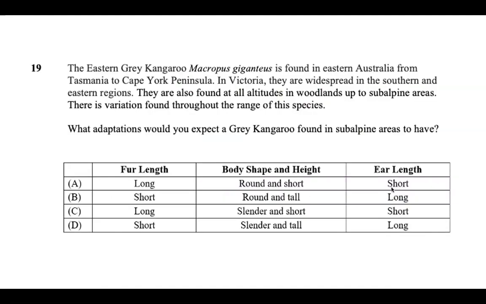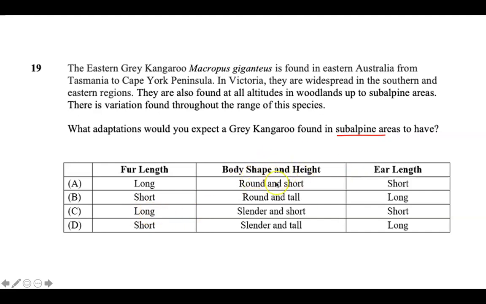All right. Question 19. This is looking at grey kangaroos found in a subalpine area. So this is all about how endotherms adapt to their environment. So if we're thinking subalpine, we're thinking cold. And so to keep warm in a cold environment, what type of fur are we likely going to need? We're going to need long fur. So A or C can be our options.